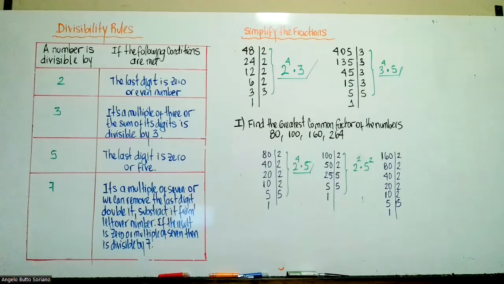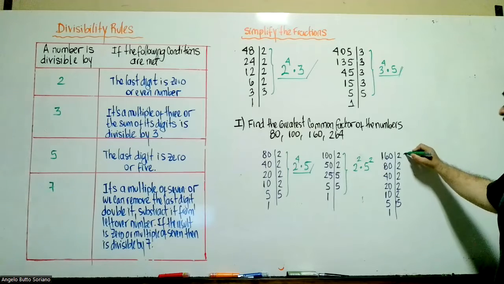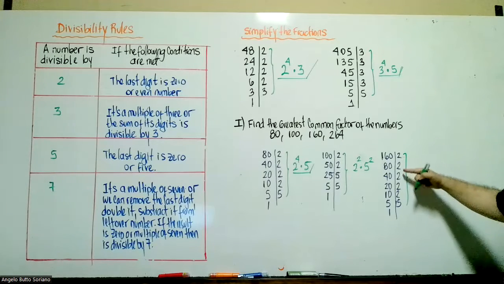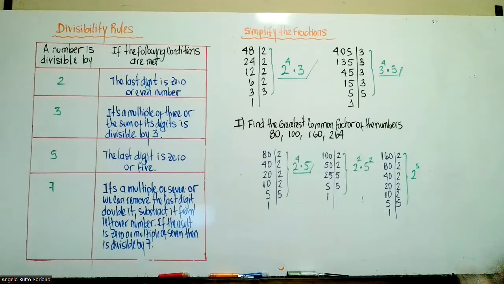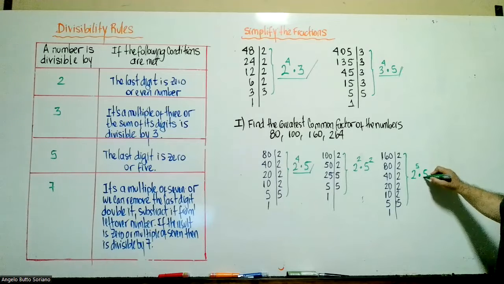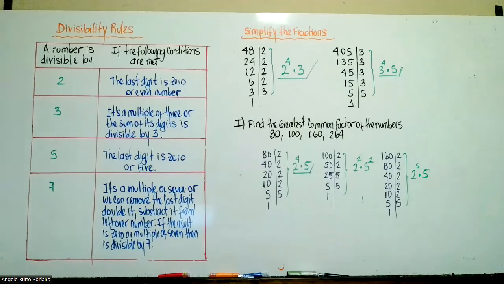Let's see how many times the number 2 is repeated. 1, 2, 3, 4, 5. 2 to the 5th power, because it repeats 5 times, multiplied by the number 5, which repeats once. And finally, we have the number 264.